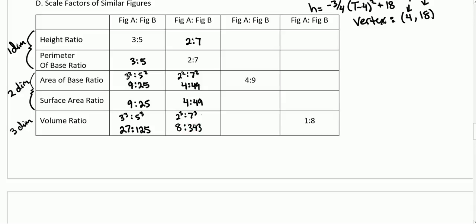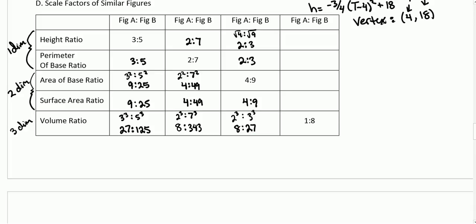In the third column, we have area of base ratio 4 to 9, so the surface area ratio is also going to be 4 to 9, because those are two-dimensional. To go from two-dimensional back to one-dimensional, you take the square root of 4 to the square root of 9, which is going to be 2 to 3. And to find the volume ratio, you cube the one-dimensional ratio. So 2 cubed to 3 cubed, which is 8 to 27.